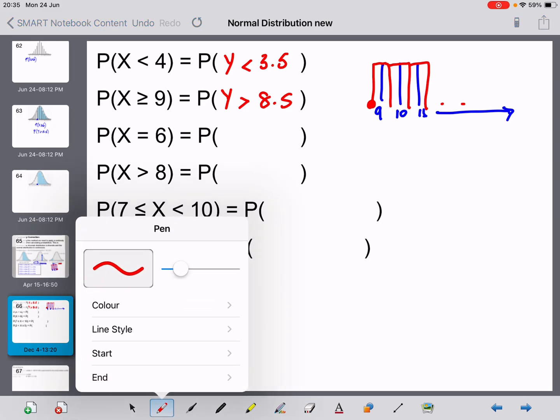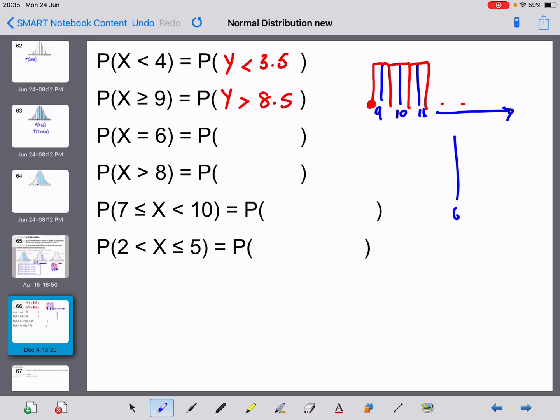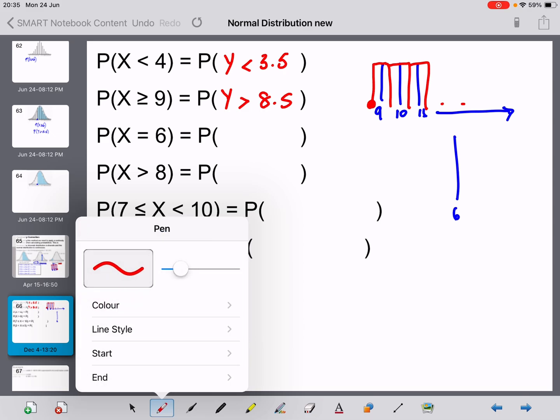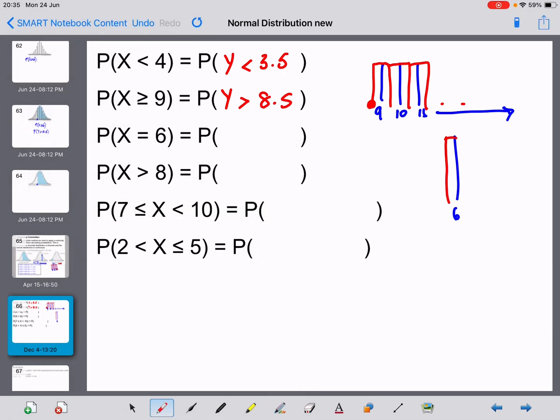If I do x equals 6, well, that's just 6. So there's your stick at 6. That stick is going to get fat and turn into a bar. So your cut-off points are going to be there and there. So that's going to be 5.5 to 6.5.